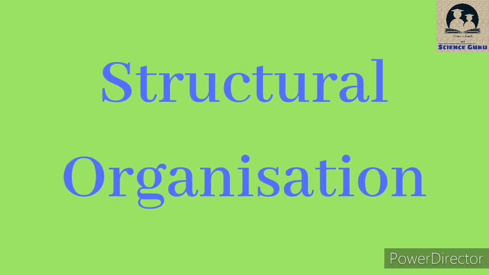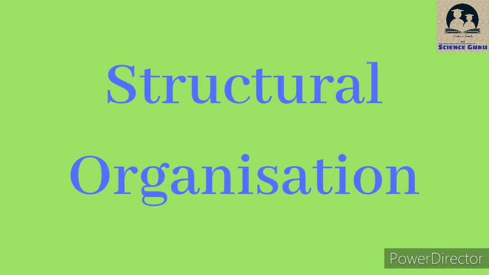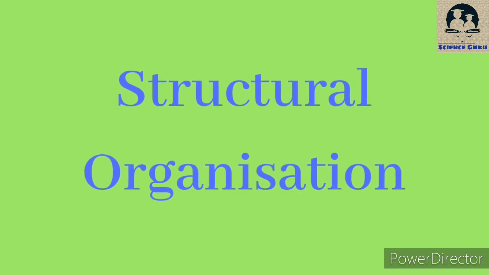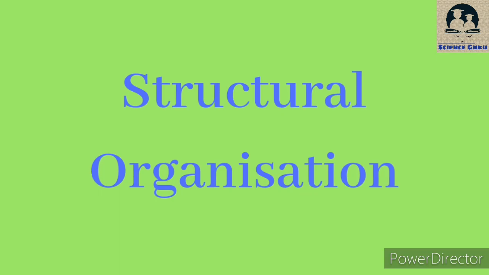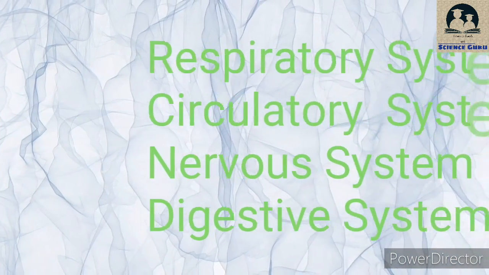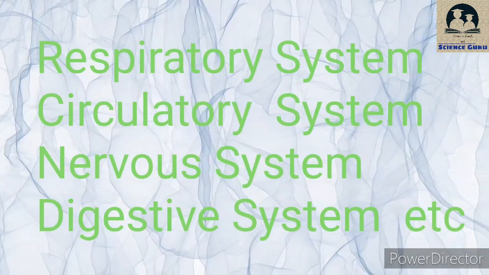Now, let's have a look at the structural organization of the human body. We know that cells are the basic units of organisms. A group of cells together forms tissues. A group of similar tissues forms organs. Organs that perform a specific function together form organ systems, and different organ systems make an organism. We have different organ systems in our body: respiratory system, circulatory system, nervous system, digestive system, etc.